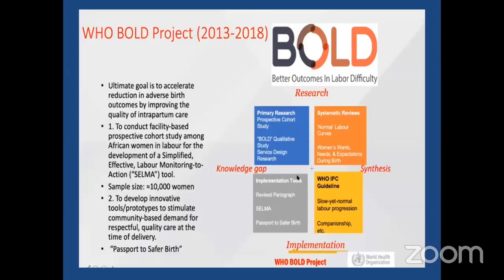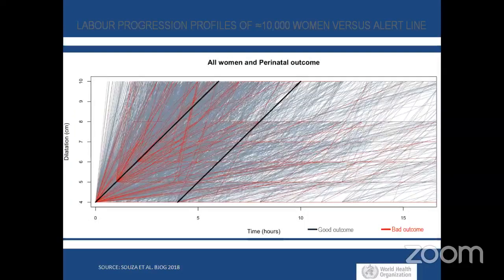So let us see. Now, this is a very interesting graph, and I would like you to see this. Why? Because it shows our partograph, the alert line and the action line. These are the 2 black lines. And then you can see some other lines. Some of these lines are red colored and some of these lines are ash colored. What do they indicate? The red colored are indicating any adverse outcome that happened during labor, either to the neonate or to the mother. And the ash colored ones are indicating good outcomes.